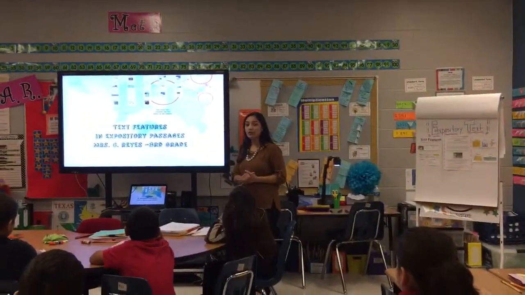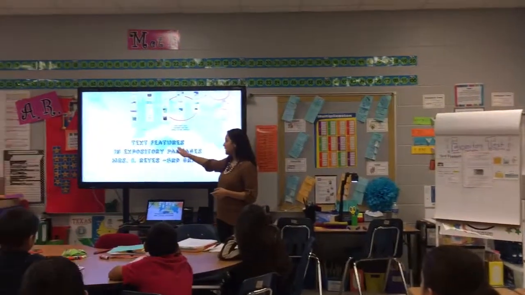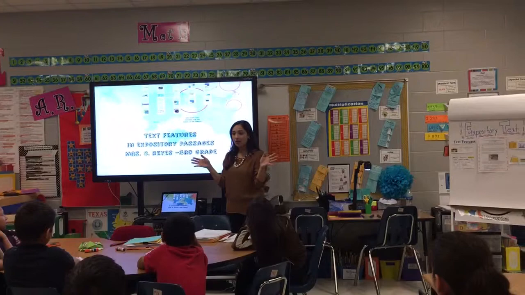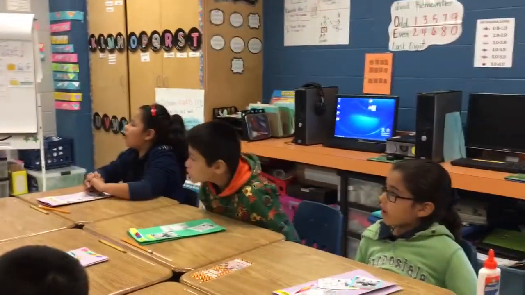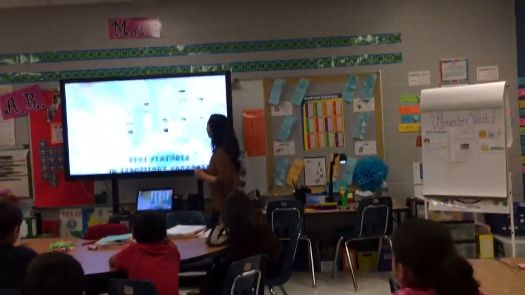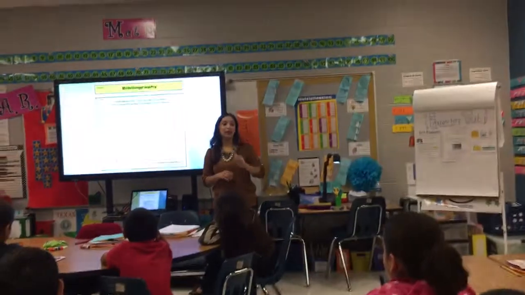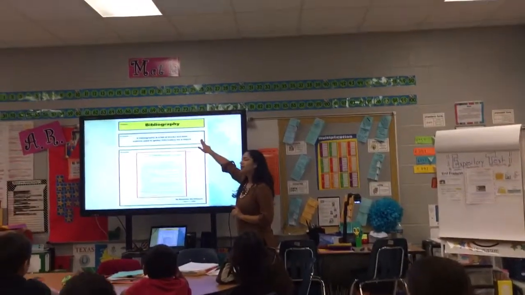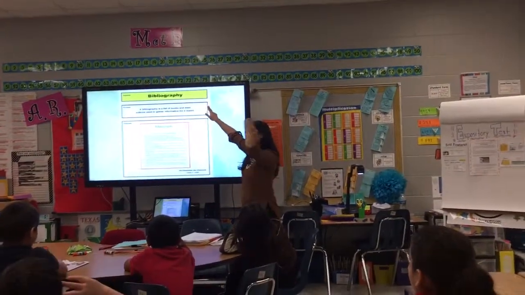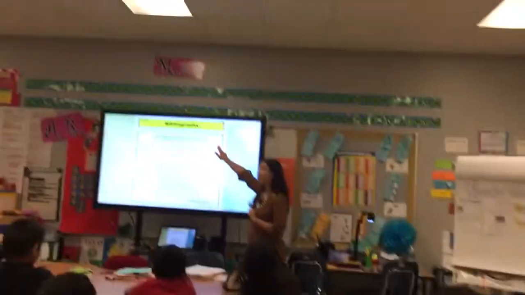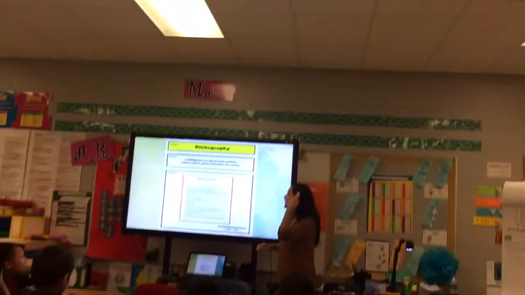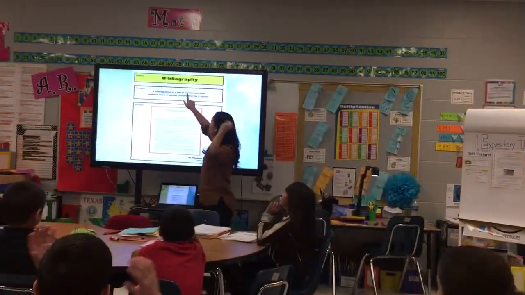Review what we've learned so far about text features. Where are we looking for these text features? Everywhere? No. Right now we're focusing on expository passages. The first thing we said we can look for in an expository passage would be, wait, what does the word look like? It looks like the word Bible. Is it pronounced like Bible? No. It's pronounced Bibliography, which is, I think, a list of books.